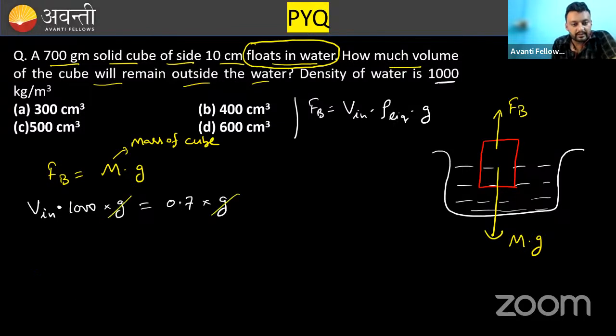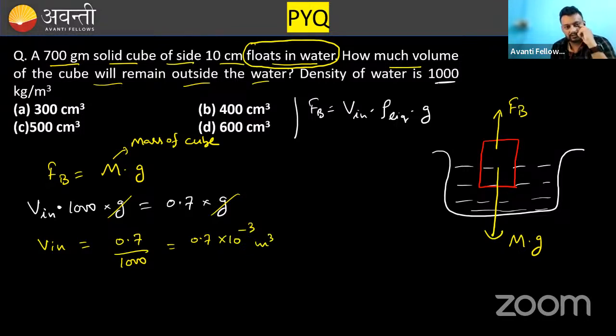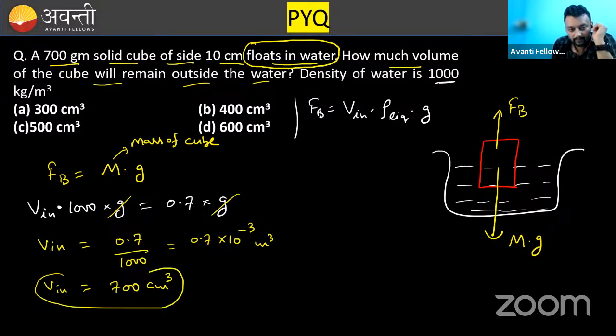So G and G will be cancelled. So volume inside is 0.7 divided by 1000, or you can say 0.7 into 10 raised to the power minus 3 meter cube. But when I see the options, they are in centimeter cube. So you can write it as V inside is equal to 700 centimeter cube. This is the volume inside the liquid.